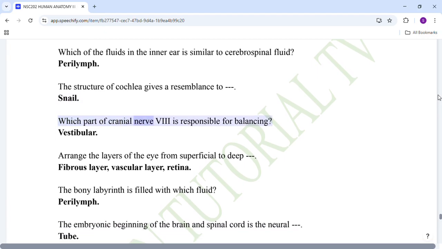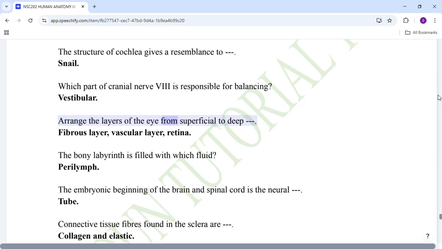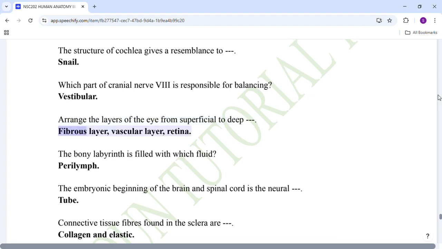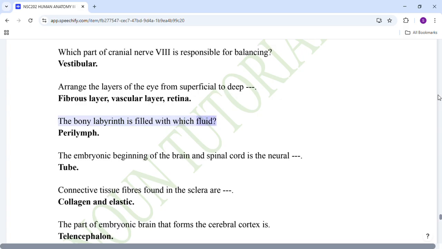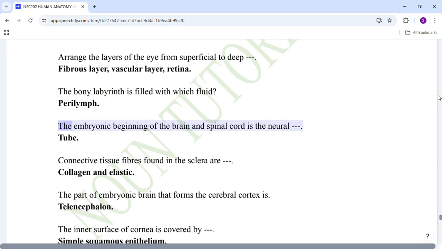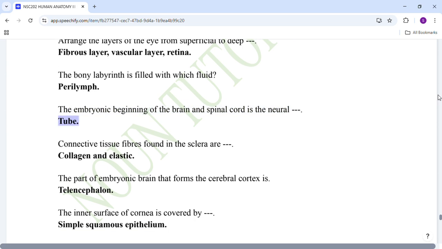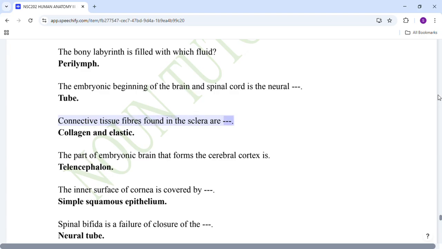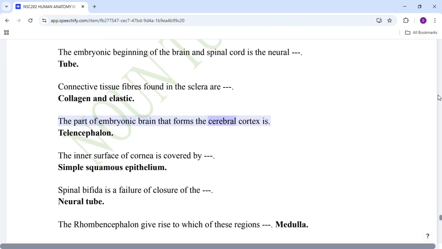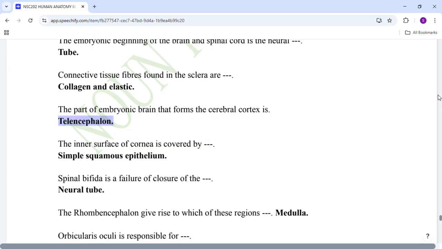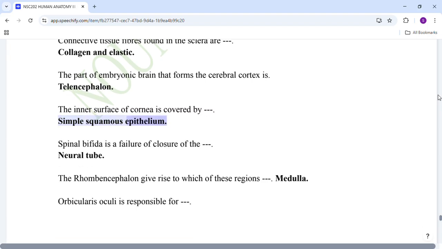The structure of the cochlea gives a resemblance to a snail. Which part of cranial nerve 8 is responsible for balancing? Vestibular. Arrange the layers of the eye from superficial to deep: fibrous layer, vascular layer, retina. The bony labyrinth is filled with which fluid? Perilymph. The embryonic beginning of the brain and spinal cord is the neural tube. Connective tissue fibers found in the sclera are collagen and elastic. The part of the embryonic brain that forms the cerebral cortex is the telencephalon. The inner surface of the cornea is covered by simple squamous epithelium.